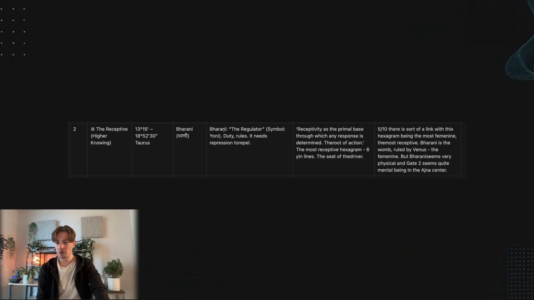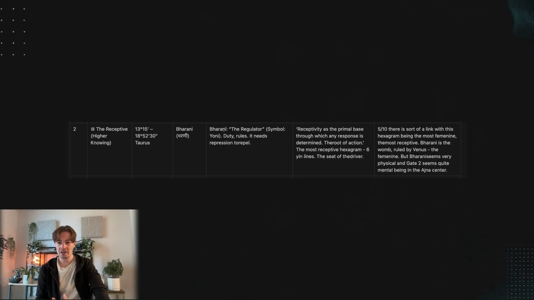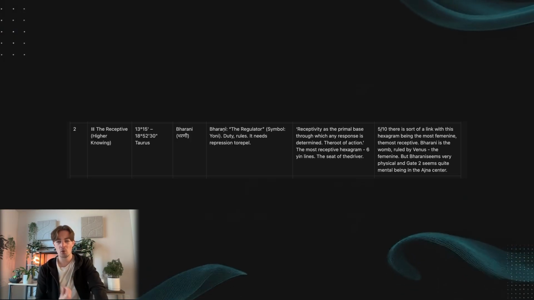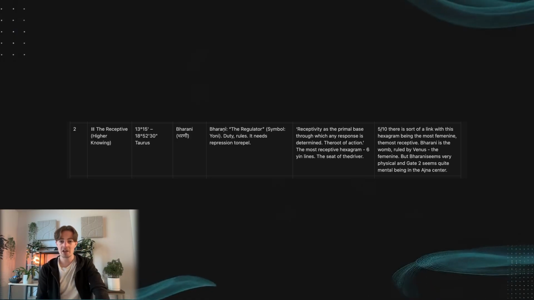There's a sort of a link with this hexagram being the most feminine and the most receptive, with Bharani being the womb. That the literal symbol is a womb. It's ruled by Venus, which is the feminine god. But Bharani seems much more physical, whilst Gate 2 seems quite mental, being in the Ajna center. So I can't quite give it a direct match.